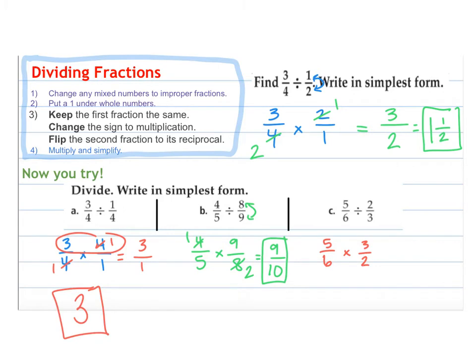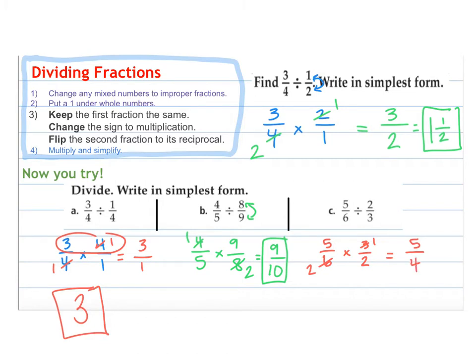Looking for my shortcuts here, I see that these can both be divided by 3. 3 divided by 3 is 1. 6 divided by 3 is 2. Multiply numerators. 5 times 1 is 5. And 2 times 2 is 4.